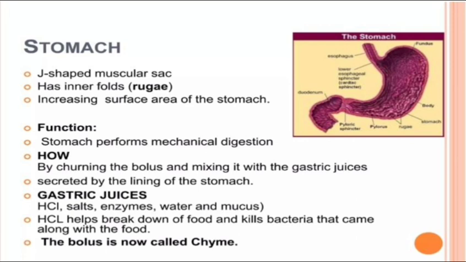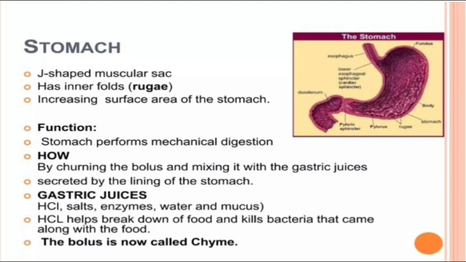Stomach. The stomach is a J-shaped muscular sac. It has inner folds, rugae, which increase the surface area of the stomach. Stomach: a J-shaped muscular sac. It has inner folds, rugae, increasing the surface area of the stomach.